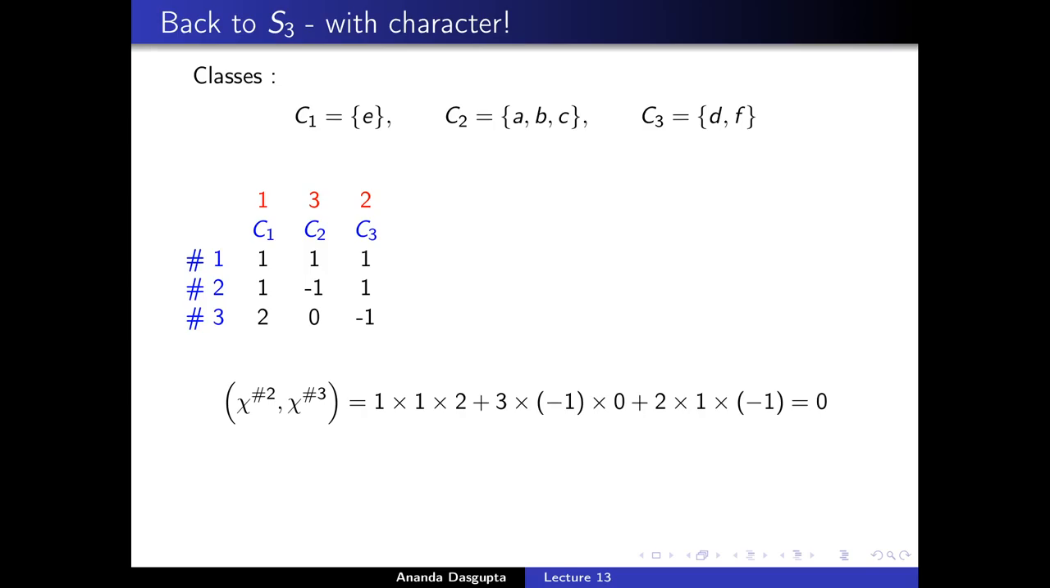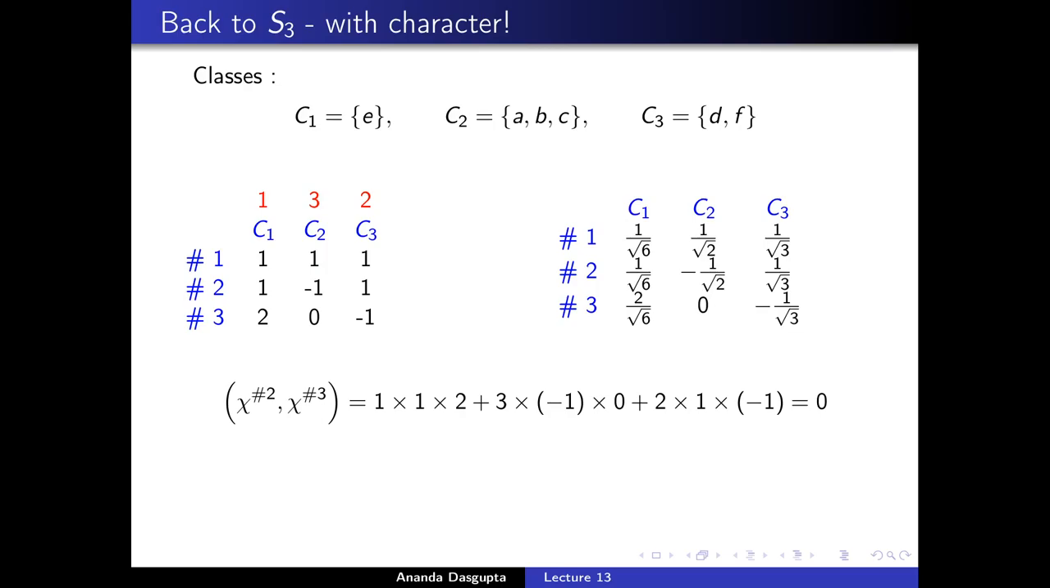Let me point out that as an alternative, we could have also tabulated the components of the normalized character vectors that we talked about a while ago. That is, each and every one of these elements in the table could have been multiplied by the square root of the number of elements in a class divided by the order of the group in order to get normalized vectors, so that we could just calculate a dot product or the inner product just like we calculate dot products of ordinary vectors. Now, if you did that, the character table on the left would now look like the character table on the right.